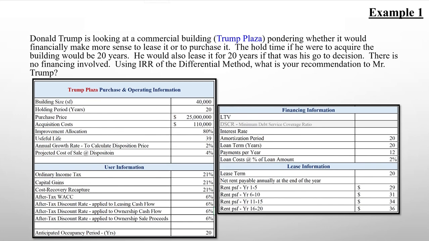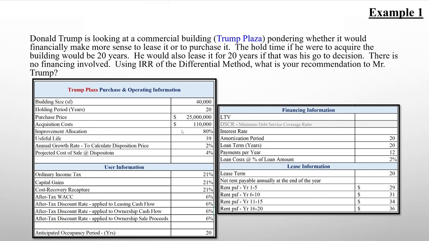Easy enough. The scenario is the same. Building size over here, 40,000 square foot, holding period, 20 years, purchase price, acquisition cost, improvement allocation of 80%, which means 20% is allocated to the land. And this 80% is used for cost recovery recapture, using a useful life of 39 years.